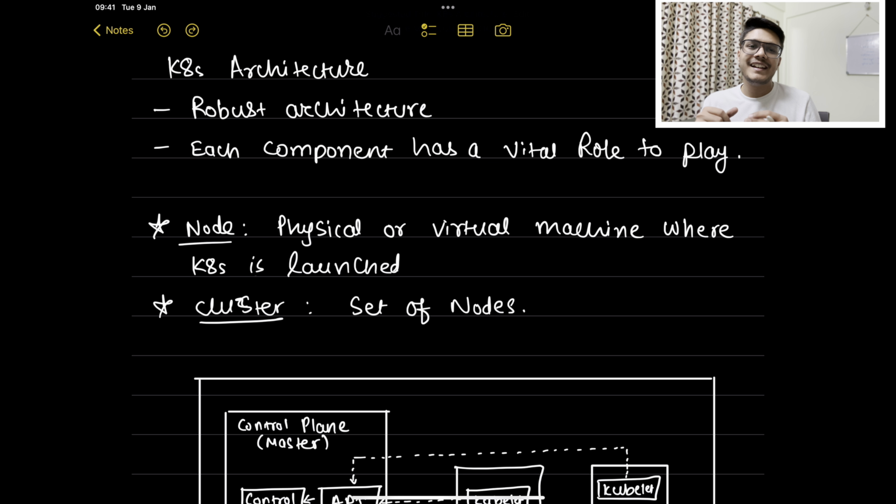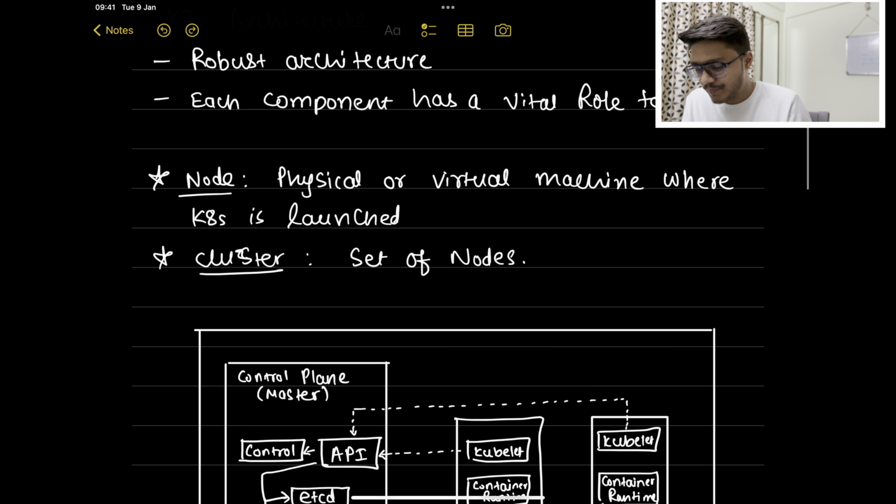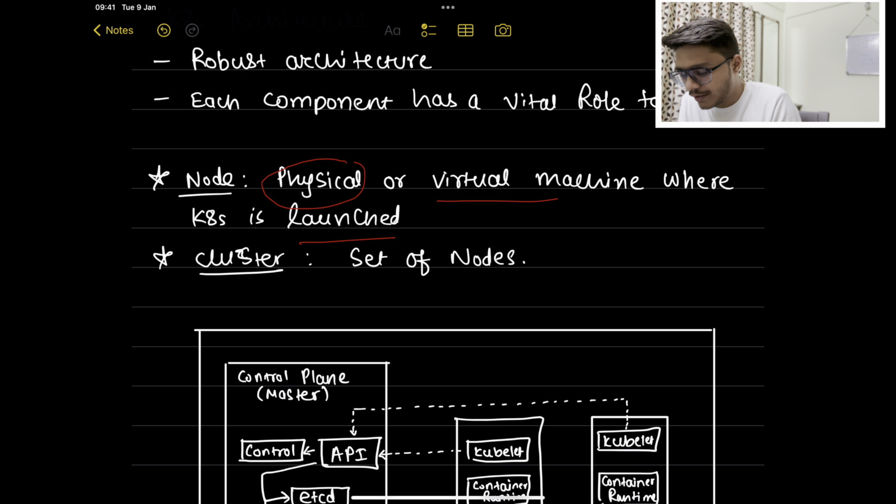Now, first of all, let's try to understand what a node is. A node is simply a physical or virtual machine where Kubernetes is launched. Essentially, on a particular node, you can run Kubernetes and do its job. That's about the node in the simplest format.